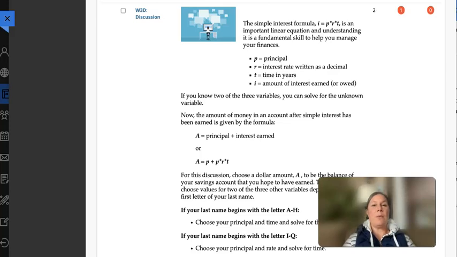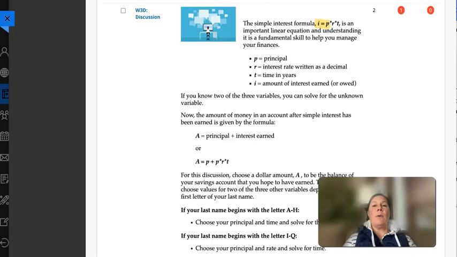Okay, it is week 3 discussion time. And in week 3 discussion, we are looking at solving for variables. It might seem a little tricky and convoluted at first, but don't stress out. We're going to look at where all this comes from and why this is helpful.